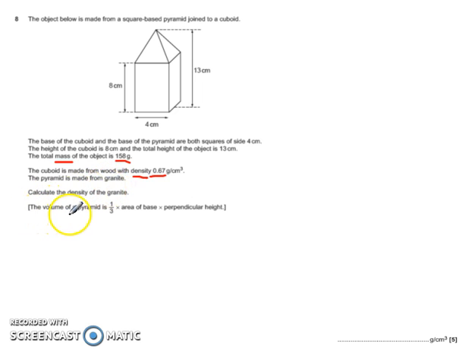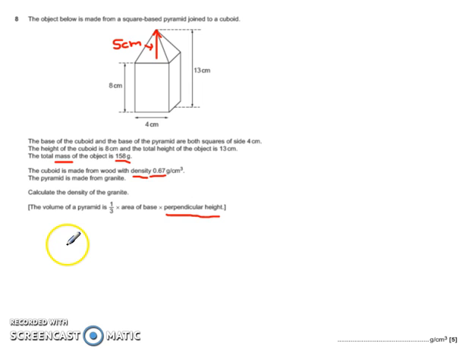And then we've got the volume of a pyramid formula here written for us in these brackets. The first thing that you need to do is identify what the perpendicular height is of the pyramid, which is an easy thing to do because you've got the height of the cuboid being 8 and the height of the whole thing being 13. So the perpendicular height of this pyramid is 5 centimeters. I'll just write it there. There you go, 5 centimeters is the perpendicular height of the pyramid.